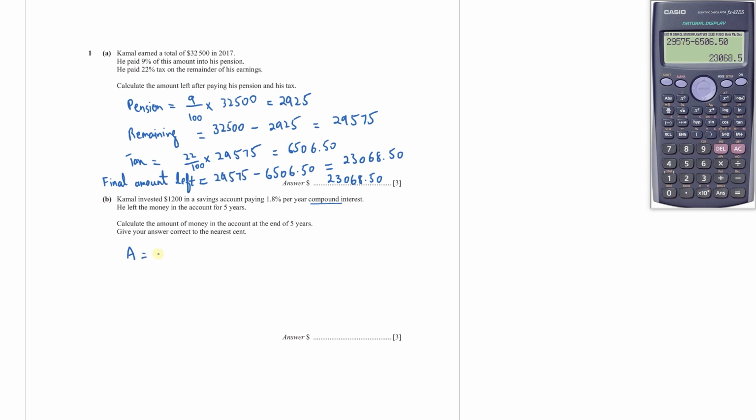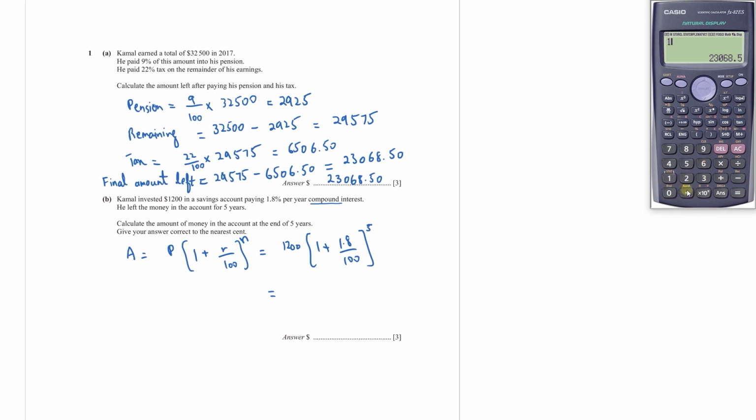So, you know, the formula for the compound interest is the principal multiplied by 1 plus the rate over 100 to the power n, where n is the number of years. So the principal investment is 1200, and then 1 plus the rate is 1.8 over 100, and the time is 5 years. So n is 5.